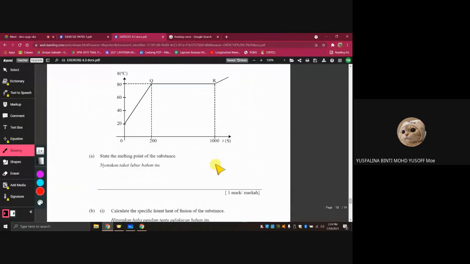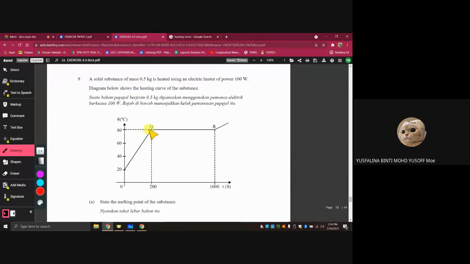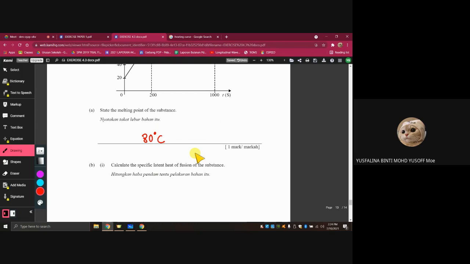Okay, for number 9, state the melting point. So the melting point is when the solid changes to liquid. So at this phase, this one is not the melting. Some of you gave me the answer 20. So this answer is actually 80. When the solid is starting to change to liquid, that we call the melting point. So 80 degrees Celsius.